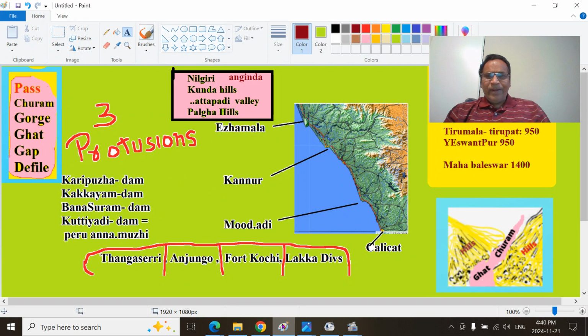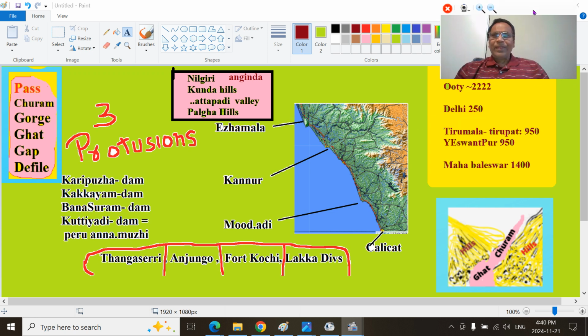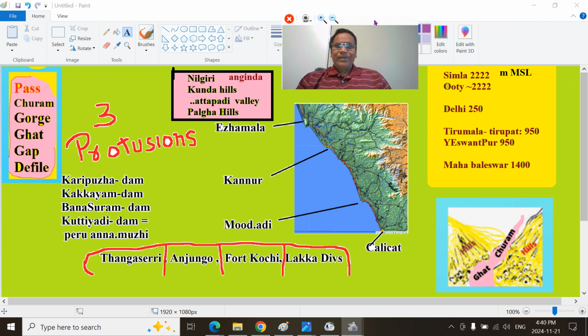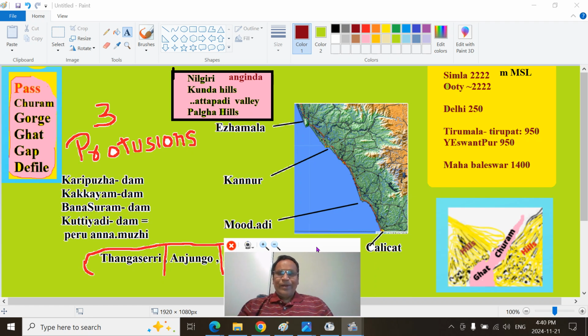Before that, a pass is like you have hills here, you have hills here, and I can put a pass here between them. These are subdued regions, and even more subdued means there is a gap. Suppose this is 700 meters, this is 700, and this is around 600 meters. You can lay down a road or people can pass, and communication occurs here. That's the Ghat section or a pass or a Churam or a Ghat gap, defile.